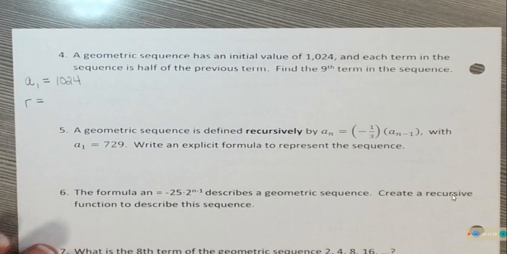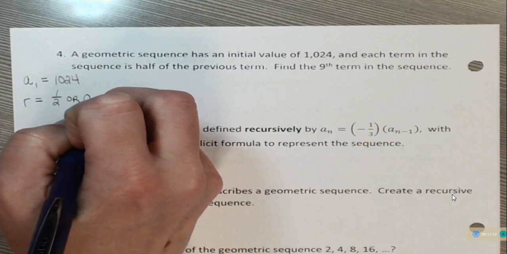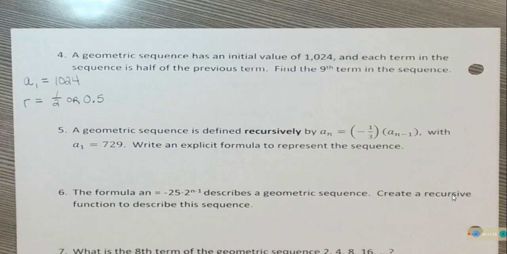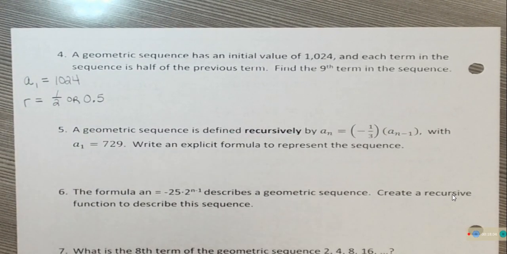1024. All right. It doesn't say the words constant ratio, but it says each term in the sequence is half of the previous term. Now, when I said half, you immediately think, oh, divide by 2. But I can't divide, I'm multiplying. So dividing by 2 is the same as multiplying by what? 1/2 or 0.5. Either one is right. It does not matter to me which one you use. So that's the information that you must know in order to do this recursively or explicitly.